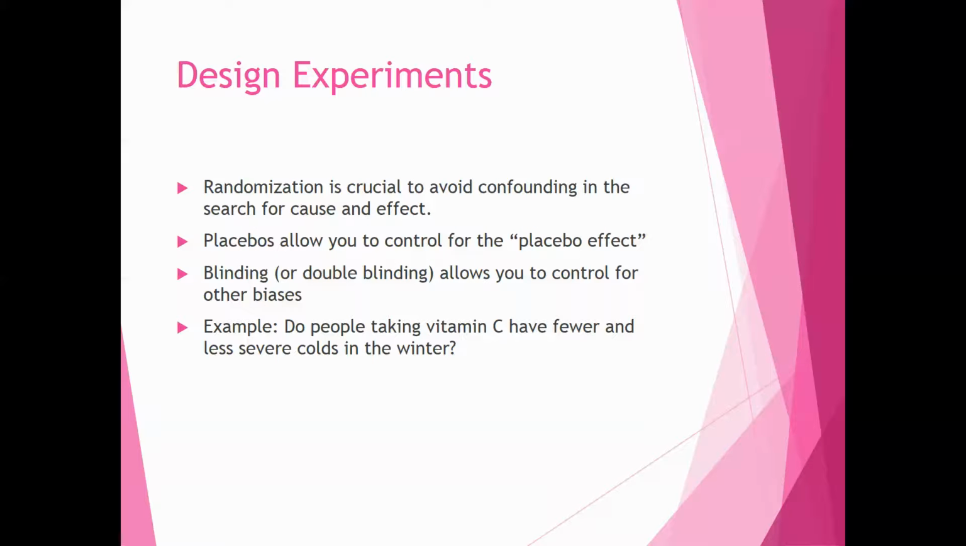So in designing experiments, it's crucial to avoid confounding. Placebos allow you to control for the placebo effect, and blinding or double blinding allows you to control for other biases. Blinding means that the participants don't know whether they're getting the treatment or the control. Double blinding means that the researchers don't know. So you might have a drug study in which doctors are giving out pills to patients, and the doctors don't know whether their patients are getting the placebo or the drug.